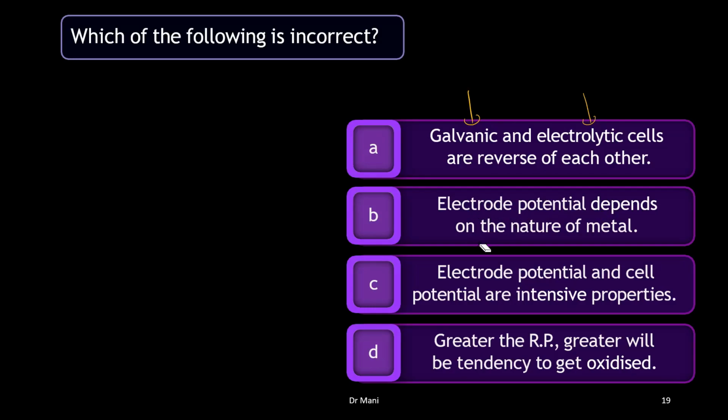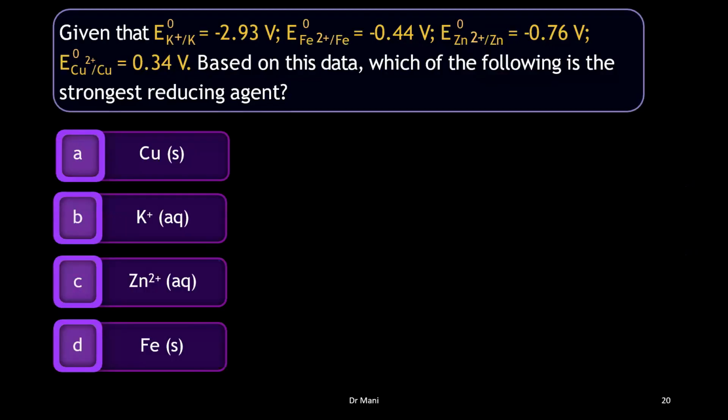Next one, electrode potential depends on the nature of the metal. Yes, of course. It depends, because some metals are very good at reducing and some are very good at oxidizing. So if it is good at reducing, the electrode potential depends on that. Electrode potential and cell potential are intensive properties, we just saw. Greater the reduction potential, greater will be the tendency to get reduced, not oxidized. So option D is correct. Is this clear? Yes, sir. Okay. Now see this one.